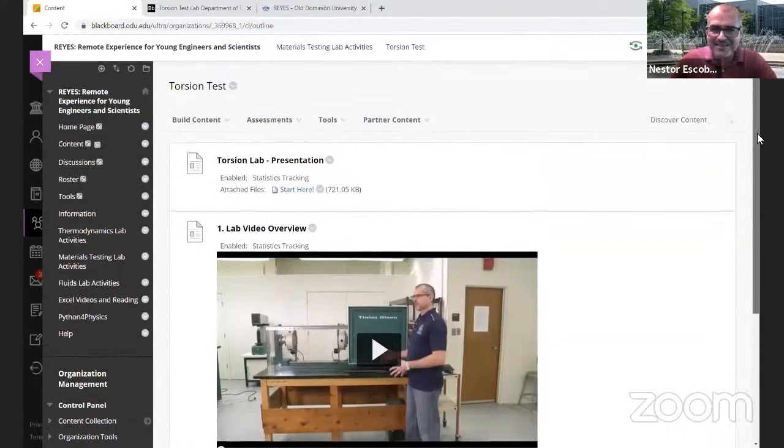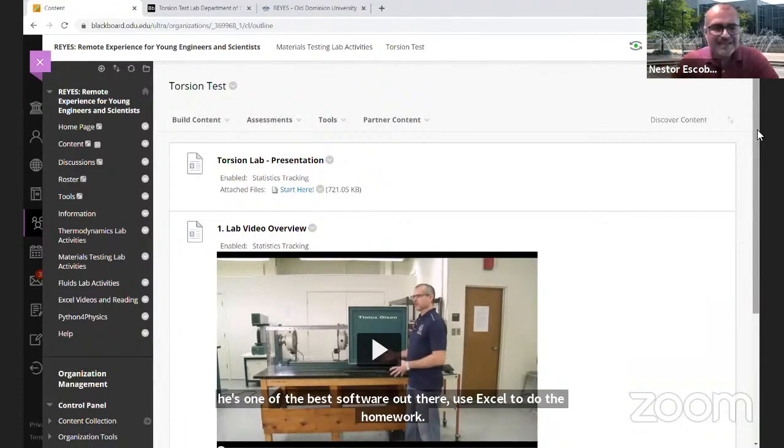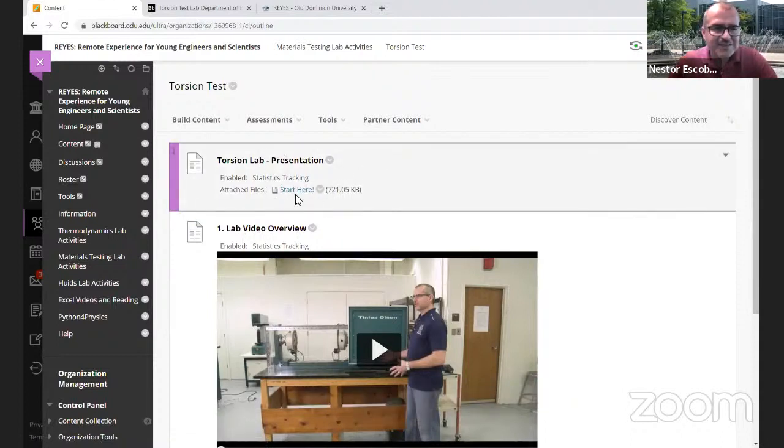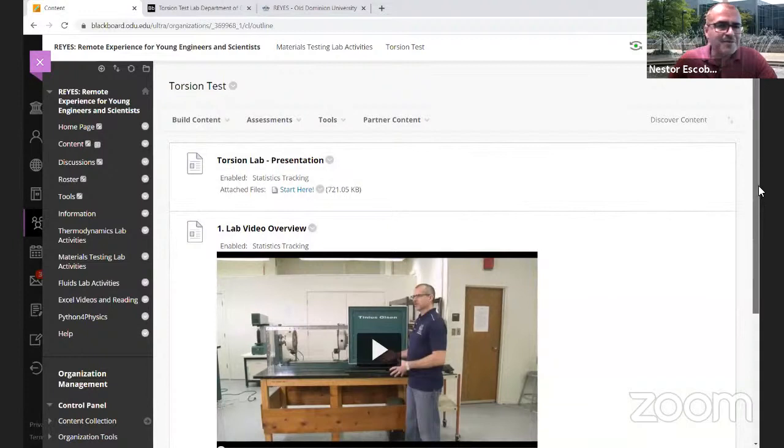Excel. Excel is one of the best software out there. Use Excel to do the homework. The equations that you need are all in the presentation that is here at the top in the material testing lab folder. Let me know if you have any questions.